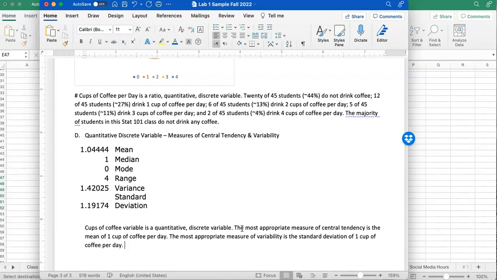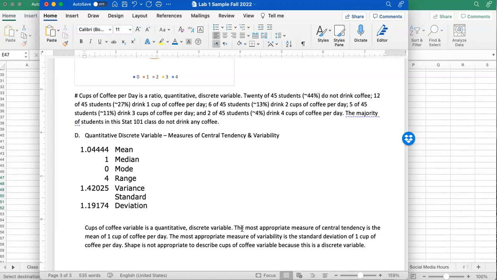All right, so shape is not appropriate to describe cups of coffee because this is a discrete variable. Okay, so shape is not appropriate, and the reason for it is because this is discrete. This is not a continuous variable, right?